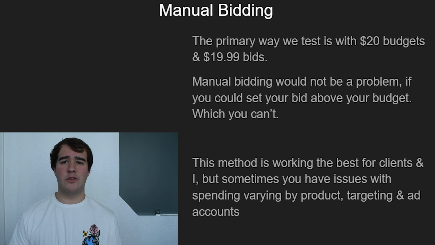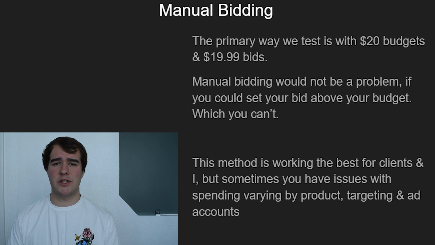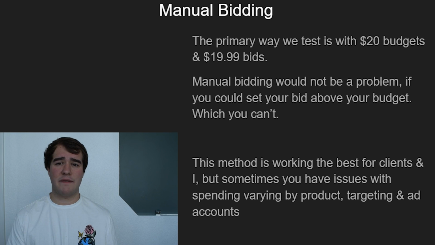So obviously manual bidding would be a much better option, and we'd probably be sticking with it if you were able to bid higher than your daily budget. But we don't want to do $100 daily budgets for each ad set when we're product testing. That's what puts us in this dilemma of, okay, do we do manual bidding and not spend half the time, or do we just do lowest cost? And that brings us to the question of, if we do lowest cost, how's it going to perform?